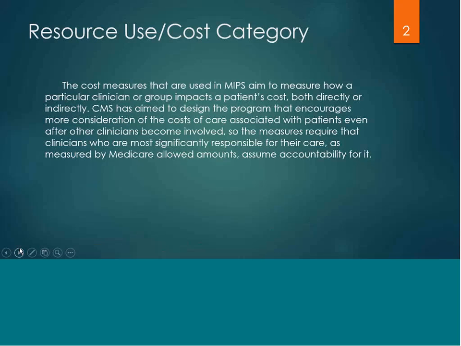The cost measures that are used in MIPS aim to measure how a particular clinician or group impacts the patient's costs, both directly and indirectly. CMS has aimed to design the program to encourage more consideration of the cost of care associated with patients even after other clinicians become involved. So the measures require that the clinicians who are most significantly responsible for their care, as measured by Medicare allowed amounts, assume accountability for it.